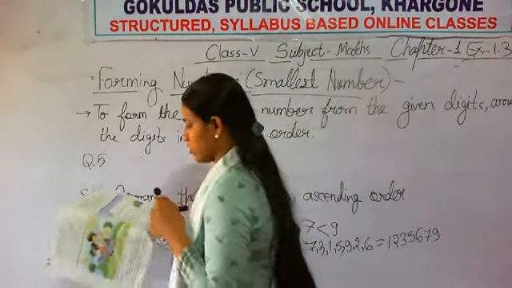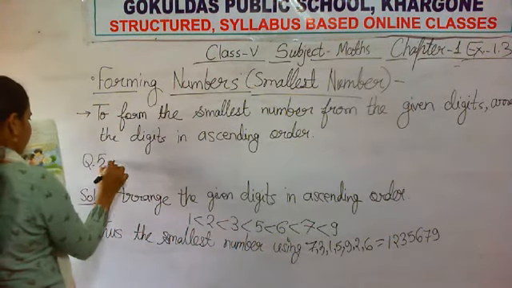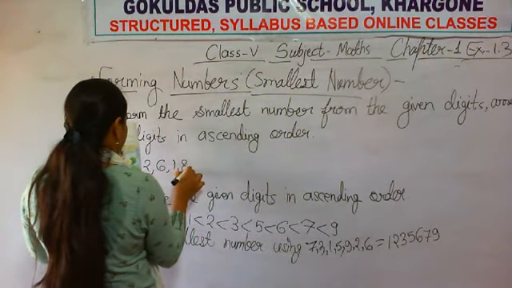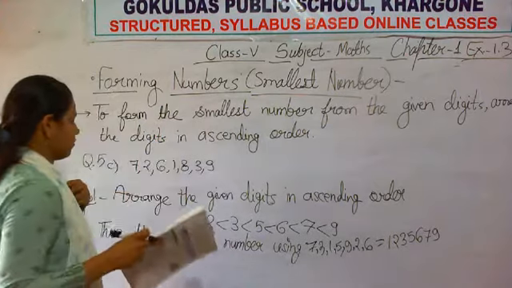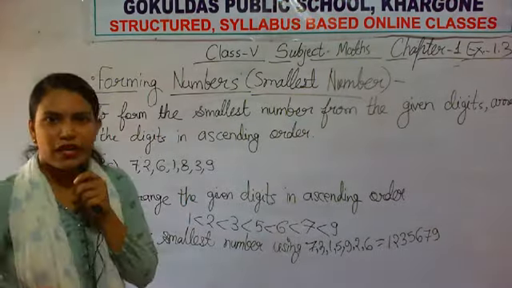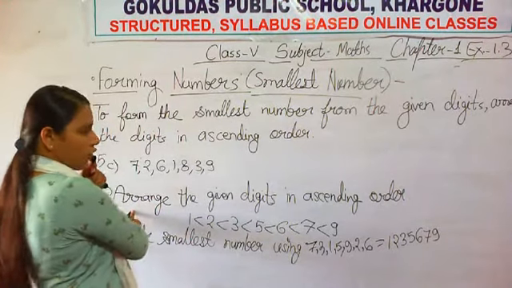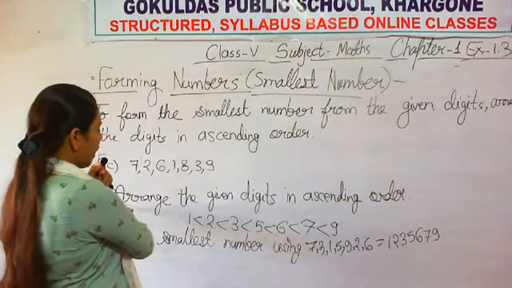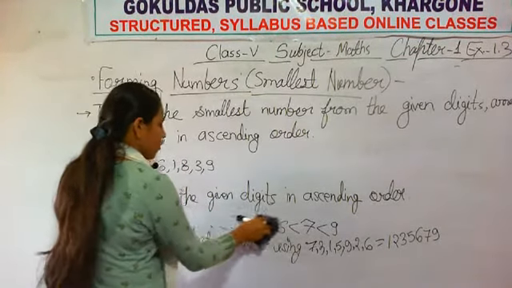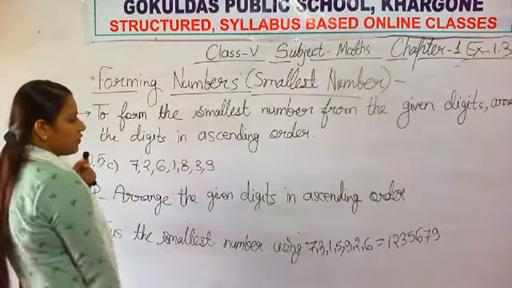In question number C, also 7 digits are given for forming it. These digits are given and you have to make the smallest number using these digits. So what you have to do for forming the smallest number, arrange all the given digits in ascending order.